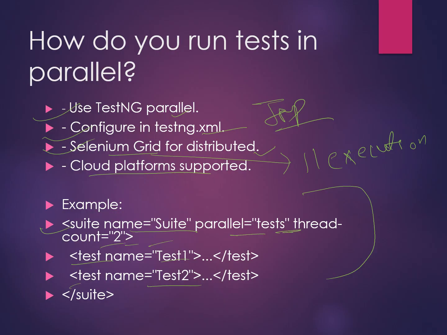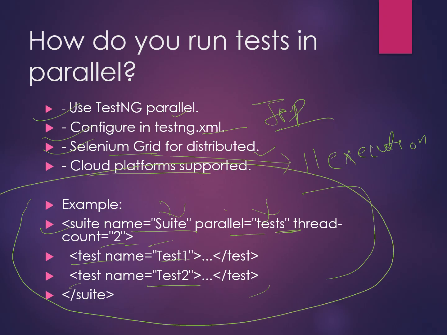Whatever the number of classes you initialize here, the thread count will be the same. Then suite name equals whatever suite name you have. You mention the suite name, the parallel setting and the thread count, equal to the number of classes you are initializing, and all the class names will be there. Then your test classes will run in parallel with the help of this configuration.